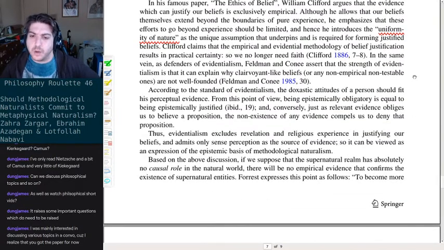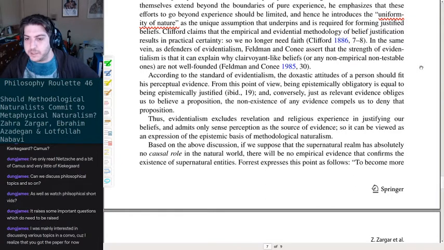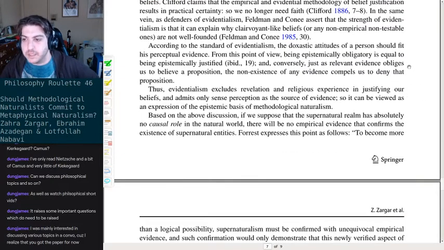Okay. According to the standard of evidentialism, the doxastic attitudes of a person should fit his perceptual evidence. So what you see is what you believe. Meh. From this point of view, being epistemically obligated is equal to being epistemically justified, and conversely, just as relevant evidence obliges us to believe a proposition, the non-existence of any evidence compels us to deny that proposition. See, that seems very strong. I'm not going to deny stuff just because I don't have evidence. I could withhold judgment at that point. So this seems a little too bivalent. Non-existence of evidence is not evidence for the negation of something.